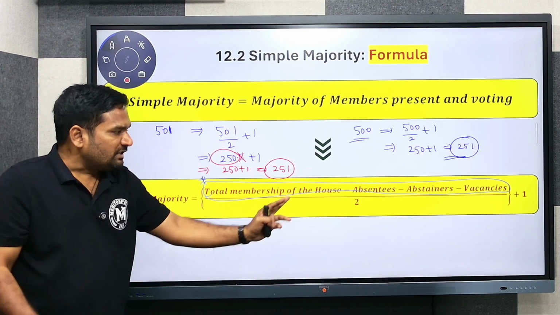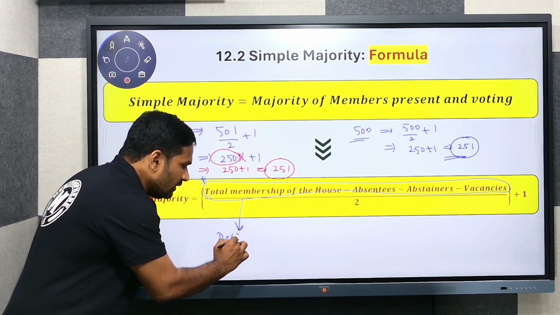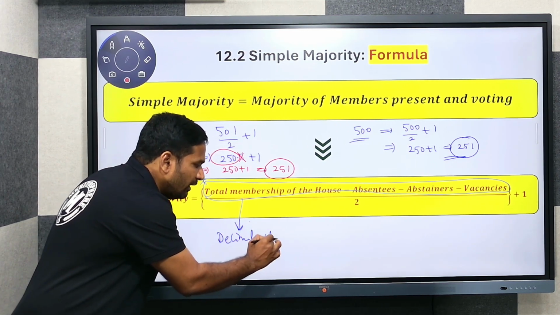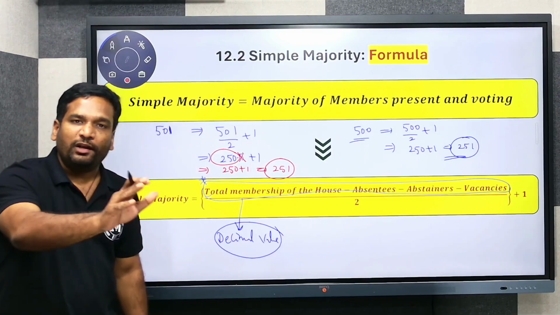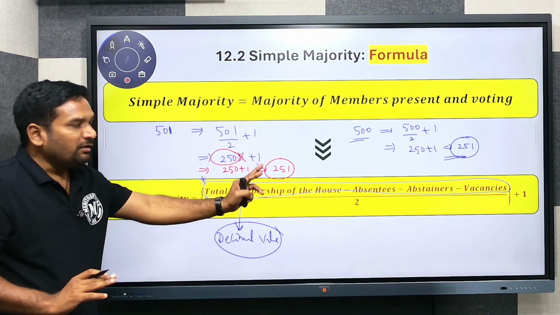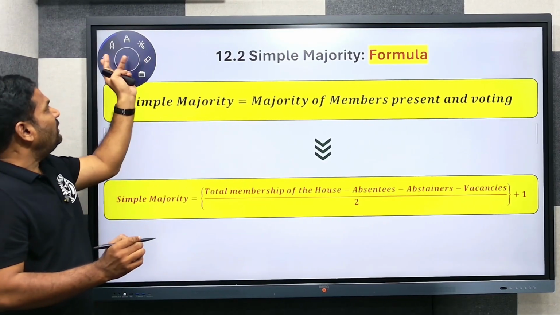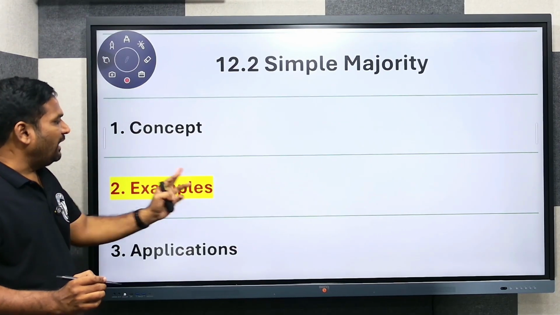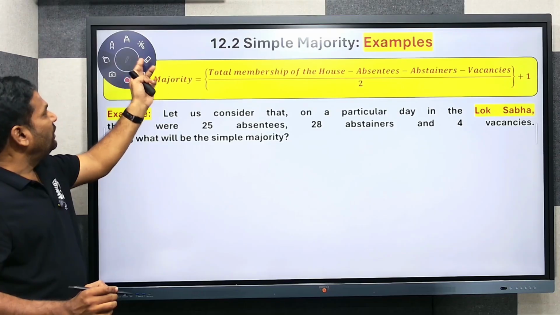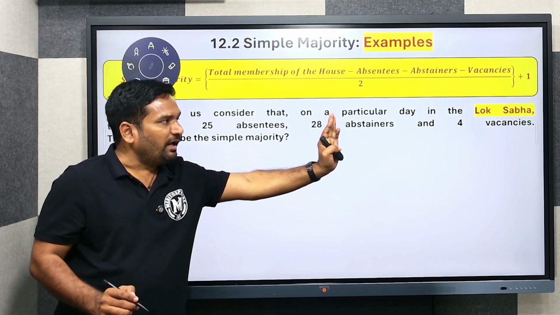Whenever this result gives a decimal value, we have to neglect that decimal value and take only the whole number, and then add 1. Then we will get that majority. Got my point? With the help of 1 or 2 examples, you can understand this in a better way. So here, let us consider a particular day in the Lok Sabha.